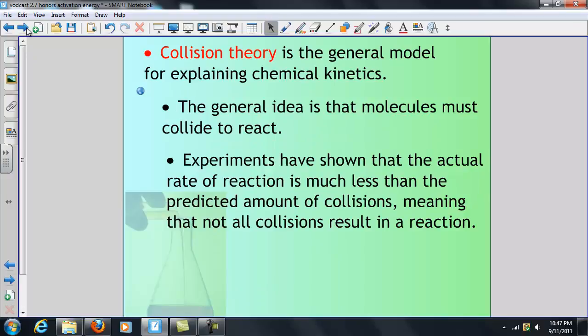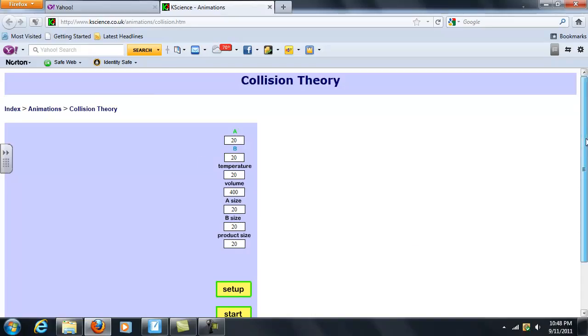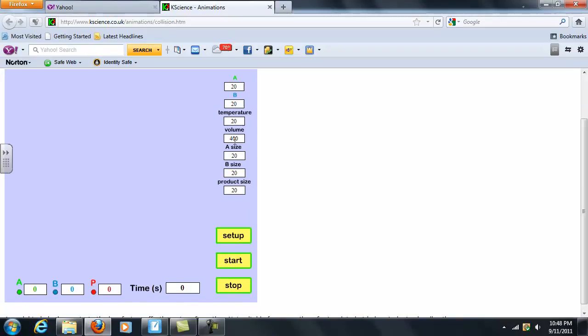Real quick, we want to talk a little bit about collision theory. This is our only real foray into the idea of chemical kinetics. Remember, kinetics means that things are in motion. When we talk about chemical kinetics, we're going back to kinetic theory, the idea that molecules are always moving around. The idea of collision theory is basically just what it sounds like. The idea is that molecules have to collide in order to react. And really quickly here, let me show you a short little animation.